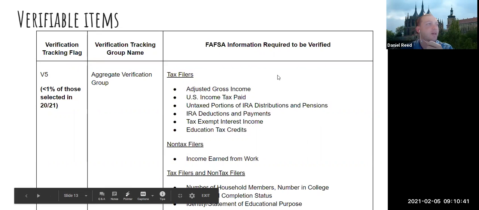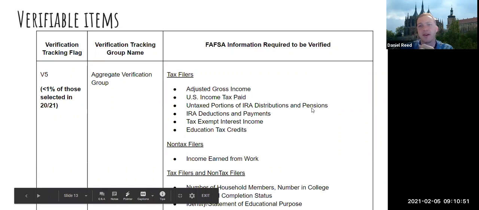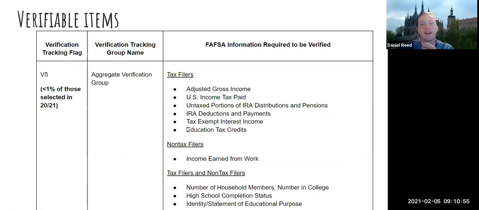So with this one, a student would have to complete all of the verification, the normal income verification ones. And in addition, they would have that identity statement of educational purpose. So a student selected for V5 would have both of these, a lot of items pop onto their document tracking so that we would collect all of these things.